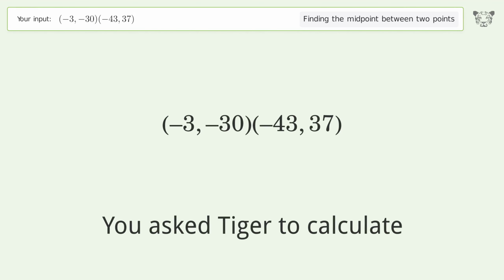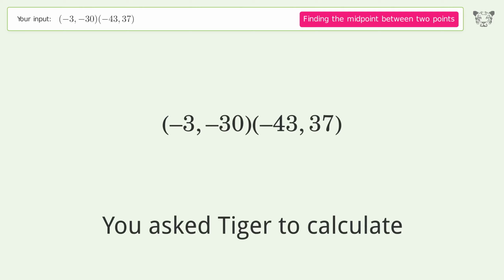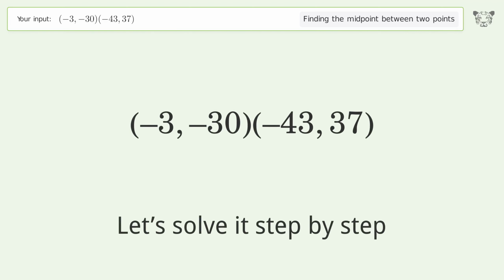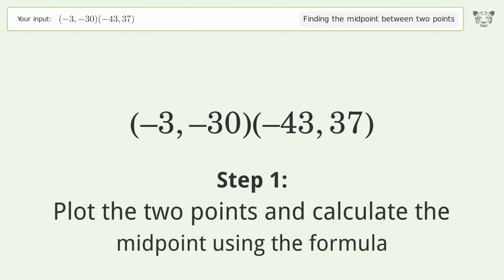You ask Tiger to calculate. This deals with finding the midpoint between 2 points. The midpoint between the 2 points is negative 23, 3.5. Let's solve it step by step. Plot the 2 points and calculate the midpoint using the formula.